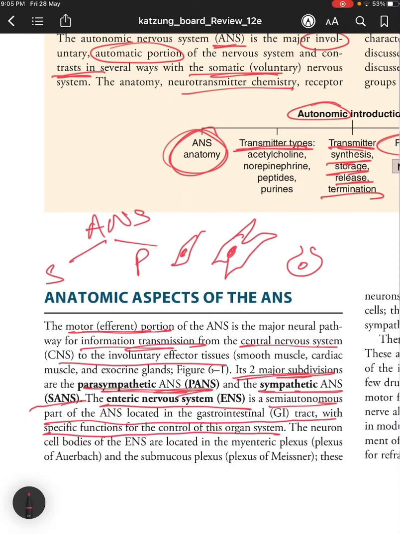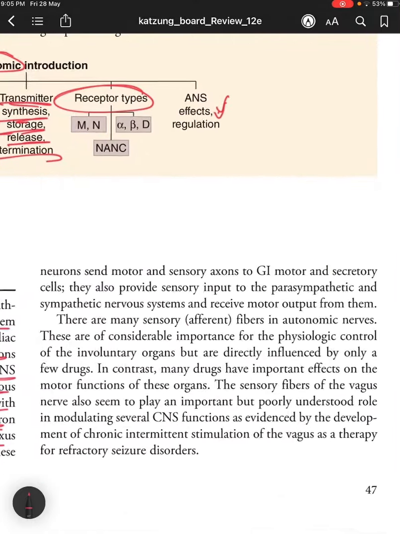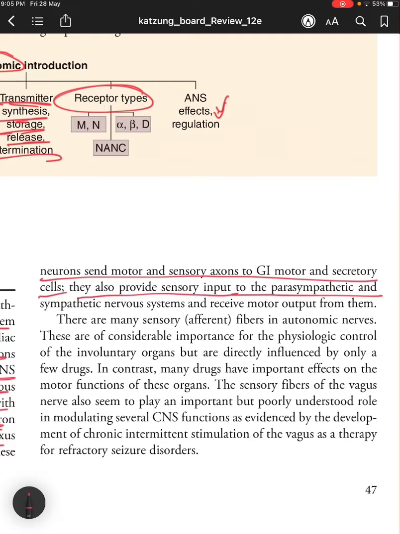The neuron cell bodies of the ENS are located in the myenteric plexus. Okay, the cell bodies are located here in the myenteric plexus or plexus of Auerbach, and also in the submucous plexus or the plexus of Meissner. These neurons send motor and sensory axons to the GI motor and secretory cells, and they also provide sensory input to the parasympathetic and sympathetic nervous systems and receive motor output from them.